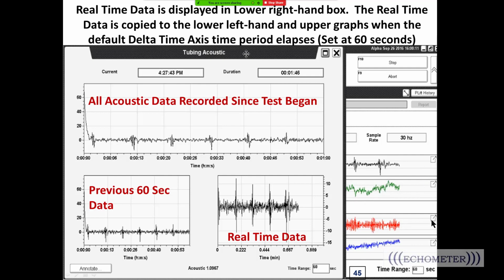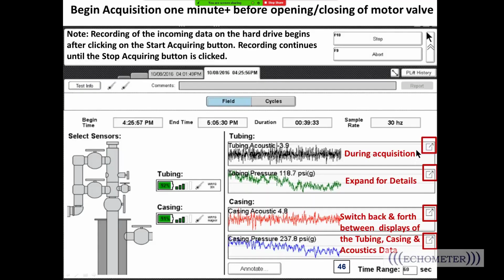If we click one of these little buttons with the arrow on them, this screen pops up and shows you all the data we've recorded so far from the beginning of the test. It shows you the current time, the duration, and the signal at that point. This is the last minute, and this is the current minute of real-time data streaming in. So you can watch this during the acquisition of the data, looking for some kind of problem or issue in the well. Each of these buttons will blow this up to a full screen so that you can see the data that you're acquiring in detail.